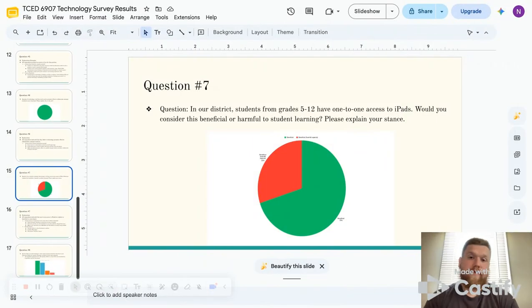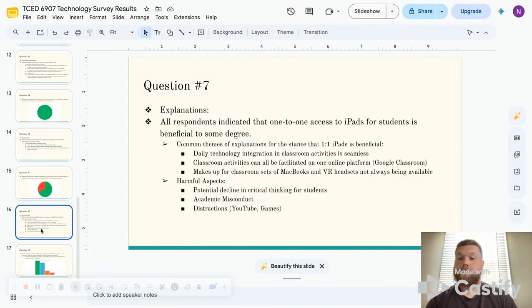70% of the respondents indicated that having one-to-one access to iPads is beneficial for student learning in the district. The other 30% also indicated that it was beneficial, but they expressed some concerns as well. It was a key separation between the two stances that I wanted to make sure was addressed.